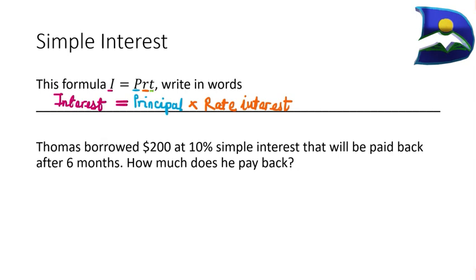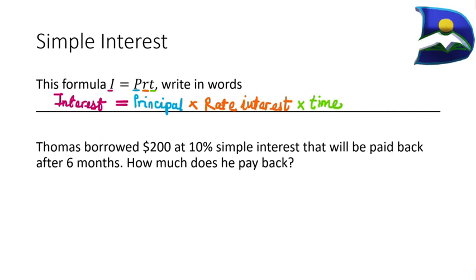So based on this formula, this question actually asks us to determine Thomas' actual money he gets back after he borrows $200 at 10% simple interest. Don't forget that is key.